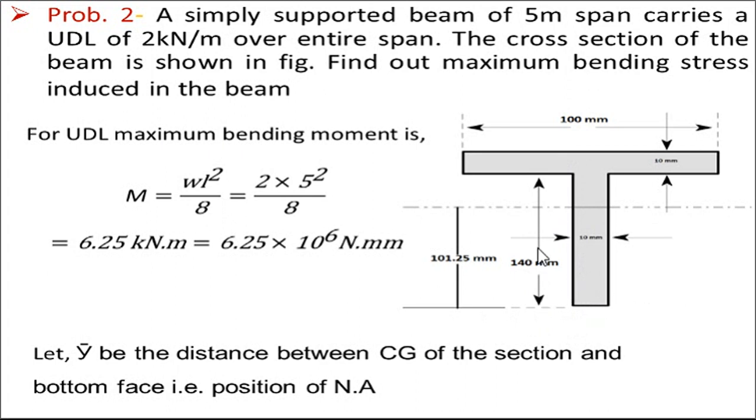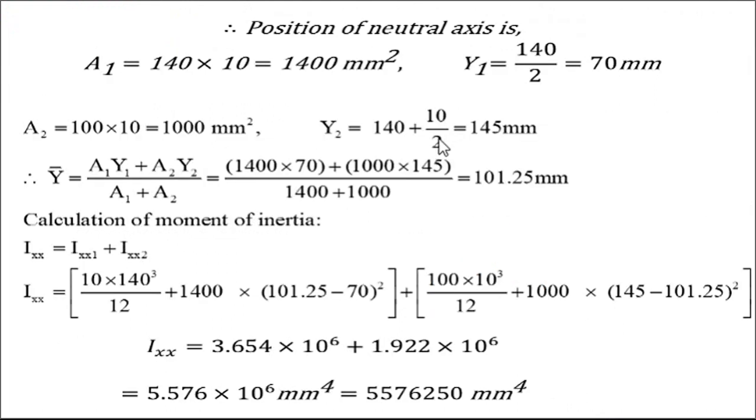So the web height is 140 and you have to come to the center of the flange. So 140 plus half of the 10. The thickness of the flange is 10, so half of the 10 means we are coming to the center, the centroidal axis, plus you have to take this 140, that is the height of the web. So from the bottom face up to the centroidal axis of this flange, it is 140 plus half of the 10. That's why this y2 is 145 mm.